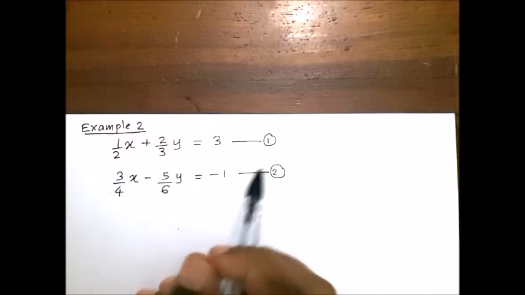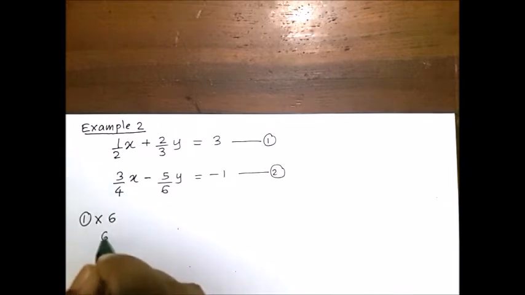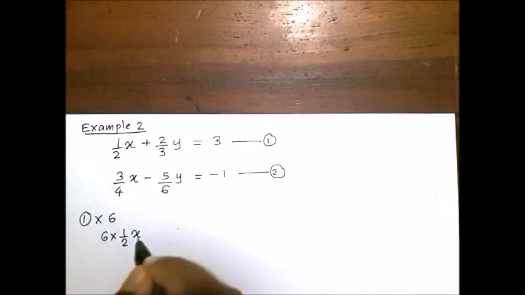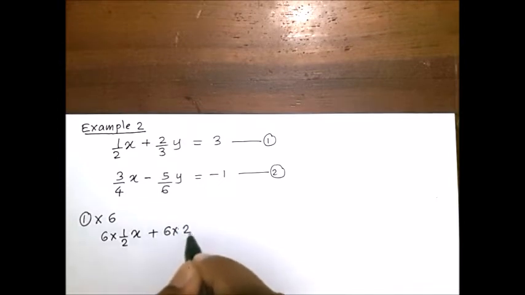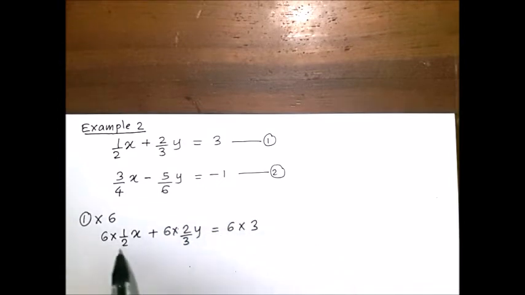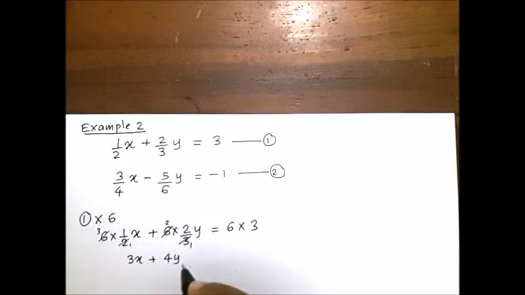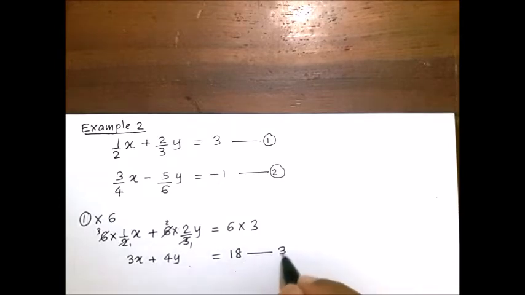Multiply first equation by 6. Multiply each and every term by 6. 6 multiplied by 2 over 3y. 6 multiplied by 3. Then cancel these two. Here 2, 1 and here 3. Cancel these two. 1 and 2. 3 multiplied by x, 3x. 2 multiplied by 2y, 4y. Right hand side 18. Name this equation as 3.